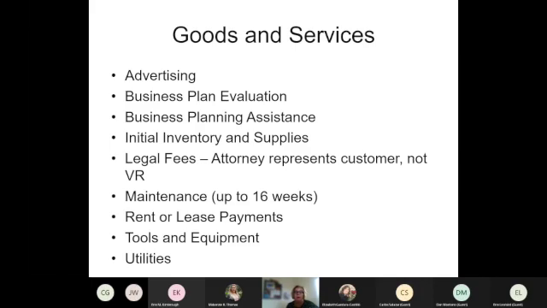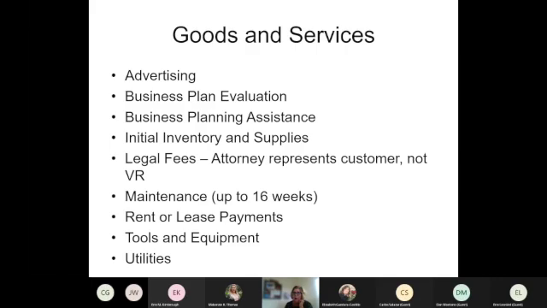So the state agency can help with advertising cost, business plan evaluations, business planning assistance, initial inventory and supplies, legal fees, and to note that the attorney is hired to represent the customer. The attorney is not hired to represent the state. So it's very, very clear in policy about that. Maintenance of up to 16 weeks. They can help with rent or lease payments. It used to be 6 months at $299 for that.